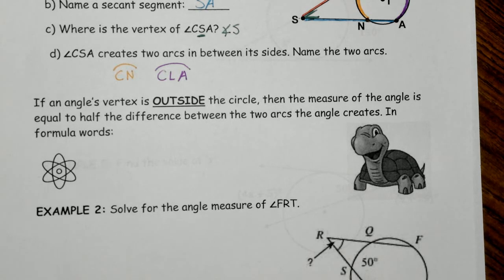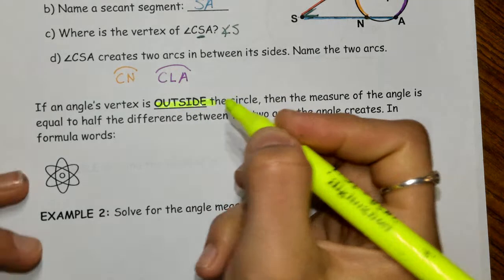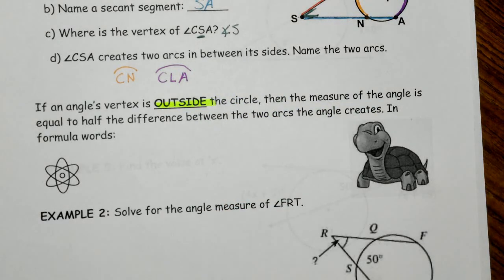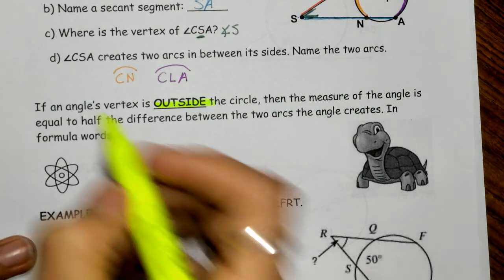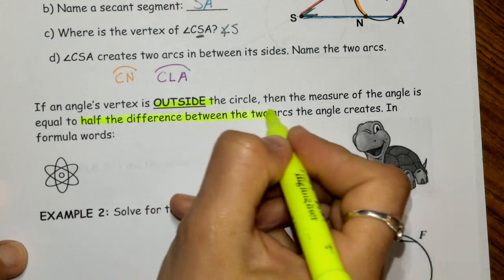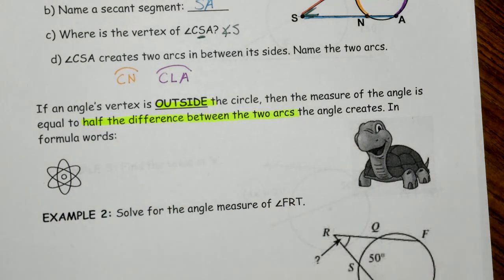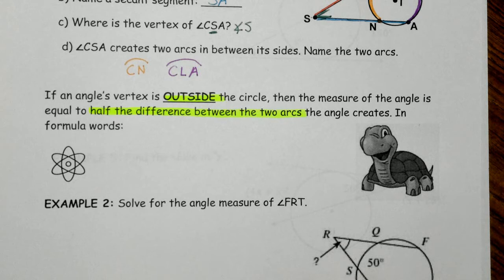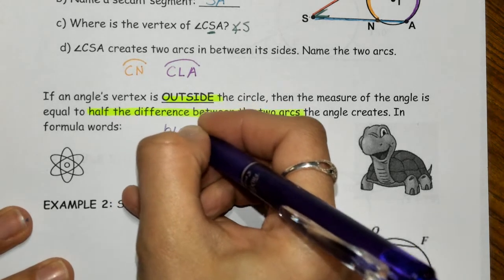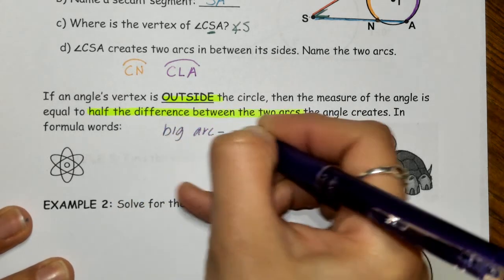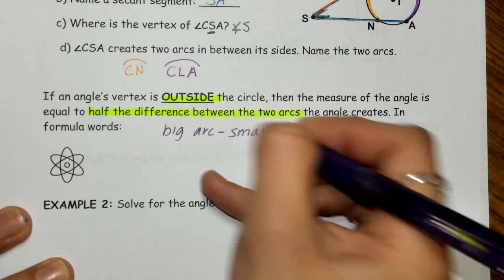Now, of course I forgot my highlighter, but when we have this angle that is now outside, this vertex is outside the circle, okay, the measure of the angle, that's what we're looking for, is going to be equal to half the difference between the two arcs. So what your formula is going to look like, and it's usually just arc 1 minus arc 2 divided by 2, but we're going to be more specific. We're going to take the big arc, subtract the small arc. We do not want negative numbers.